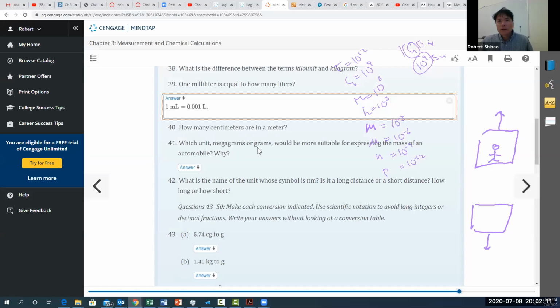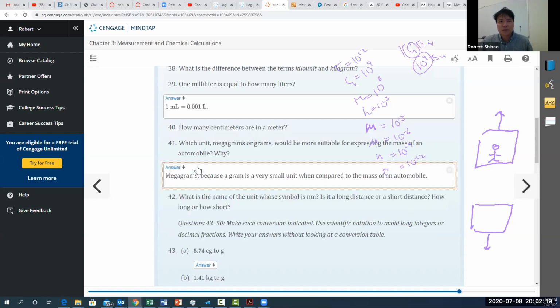Which unit, megagrams or grams, is most suitable for expressing the mass of an automobile? I'd say megagrams, because then we wouldn't have to use scientific notation, most likely. Because a gram is too small.